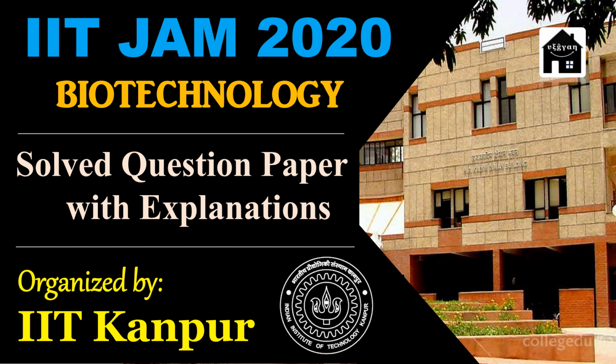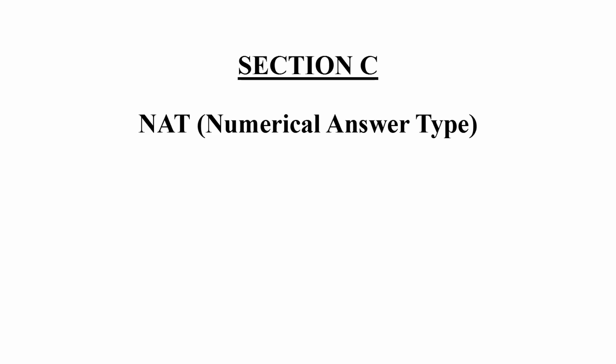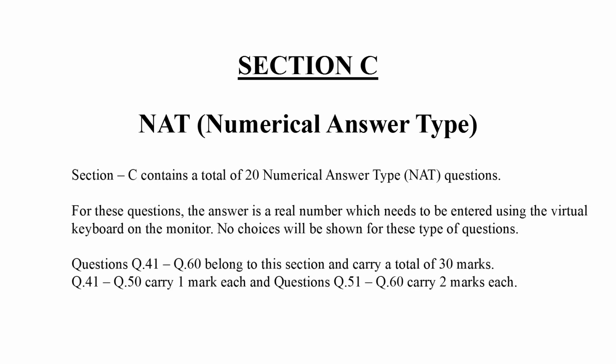We have already covered Section A and Section B of the IIT JAM 2020 Biotechnology paper. Today we will be talking about Section C, that is the NAT or numerical answer type. This section has 20 questions in total, and for these questions the answer is a real number which needs to be entered using the virtual keyboard on the monitor. No choices will be shown for these types of questions.